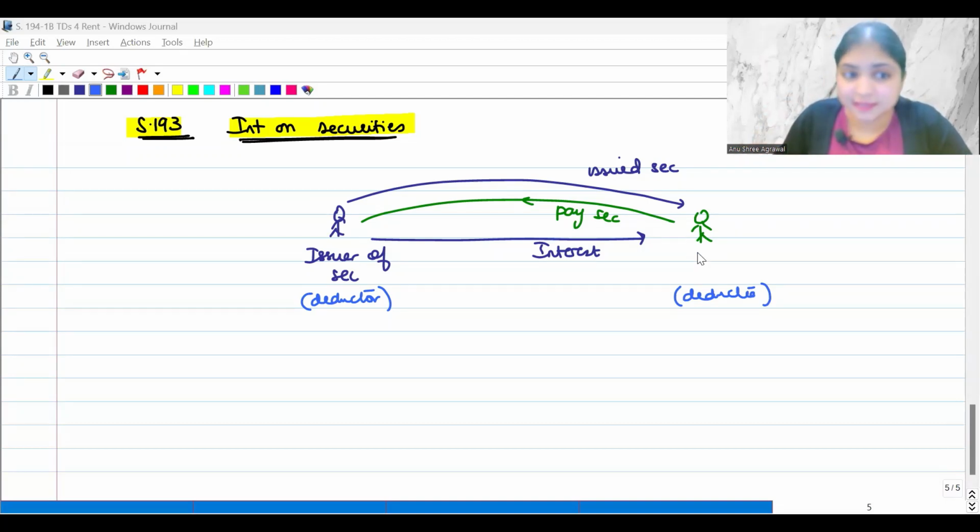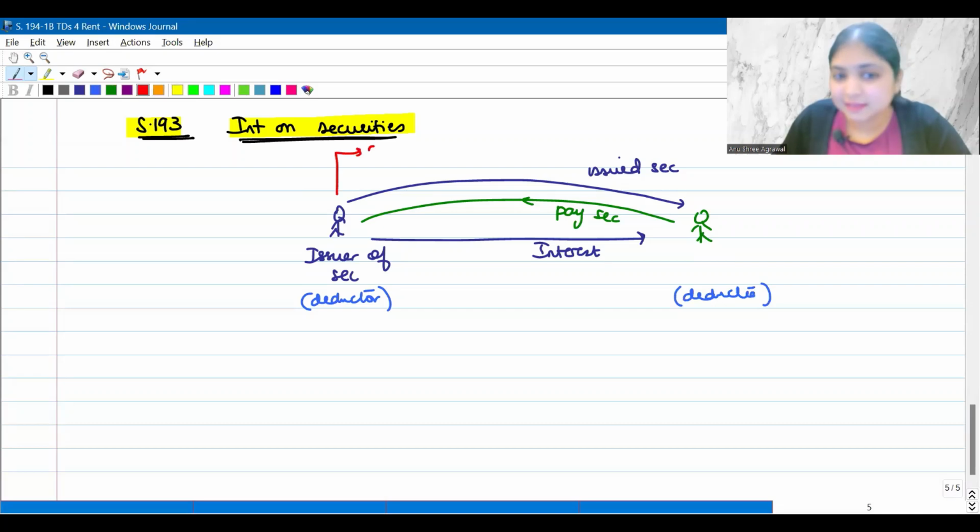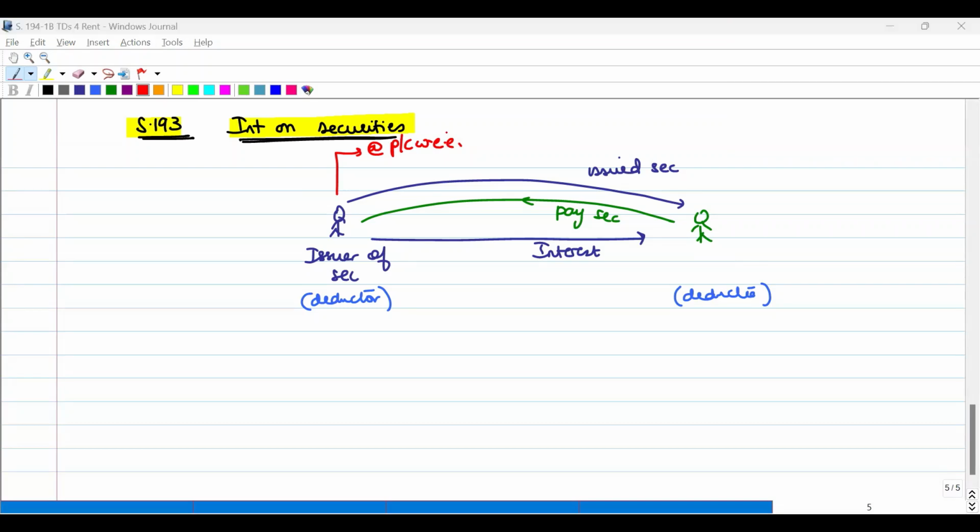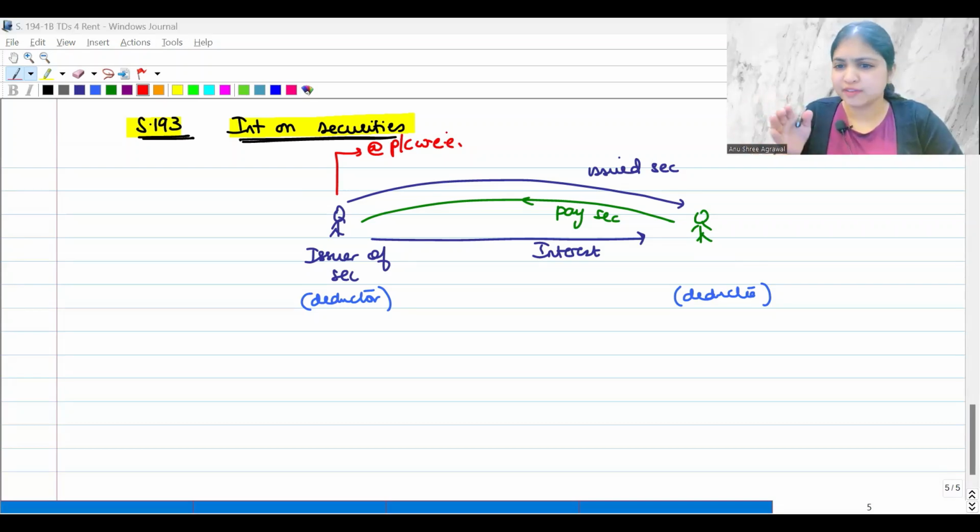Under section 193, the deductor will deduct tax at the time of payment or credit, whichever is earlier, just like any other normal section. When will we deduct tax? At the time of payment or credit, whichever is earlier.